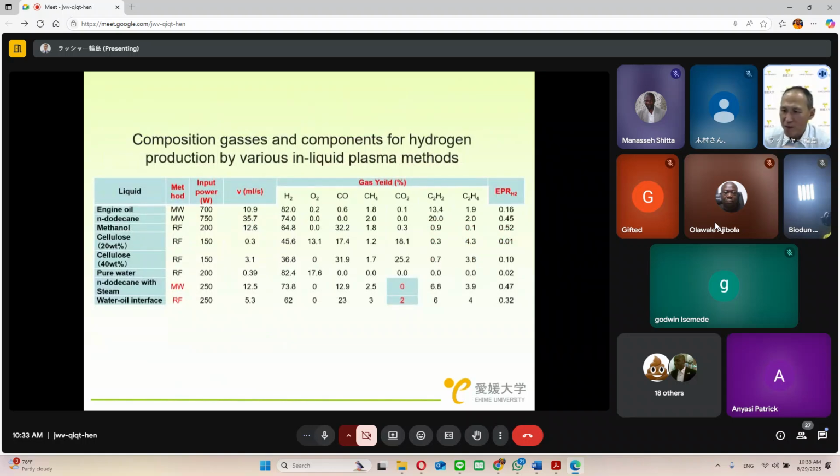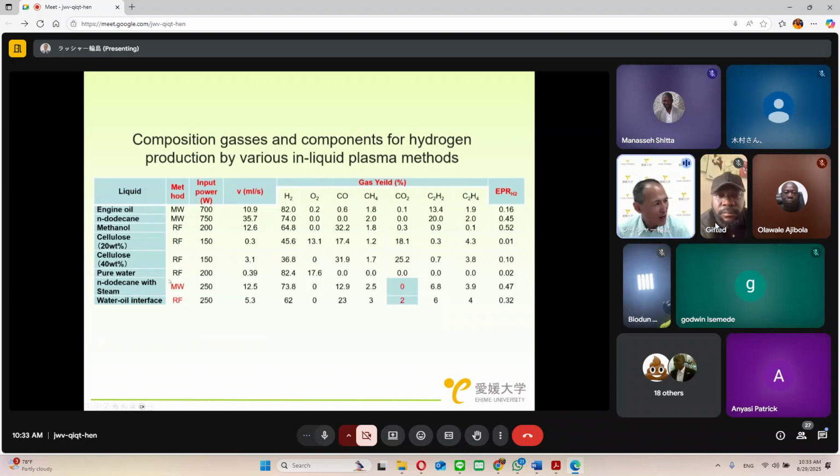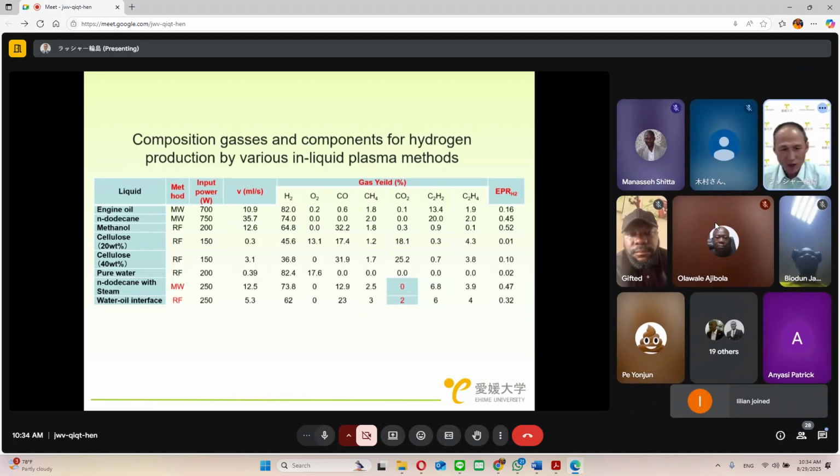So we have conducted various decomposition experiments on waste liquid and biomass. This case the liquid is engine oil, normal dodecane, methane, cellulose, or pure water, and sometimes endotoxin with steam and water oil interface. So all liquid we succeeded in producing hydrogen. However, 80% to sometimes 30%, more than 30%. However, the ratio of input and output energy is less than 1.